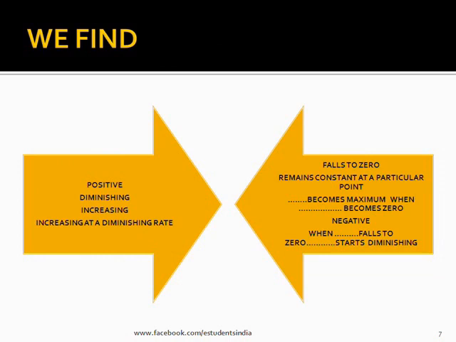This session is the continuation of the previous session. If you have not analyzed the table, go back to the previous session and analyze the table. Let us start. One column is positive, which is that column, total utility. One column is diminishing, which is that column, marginal utility.